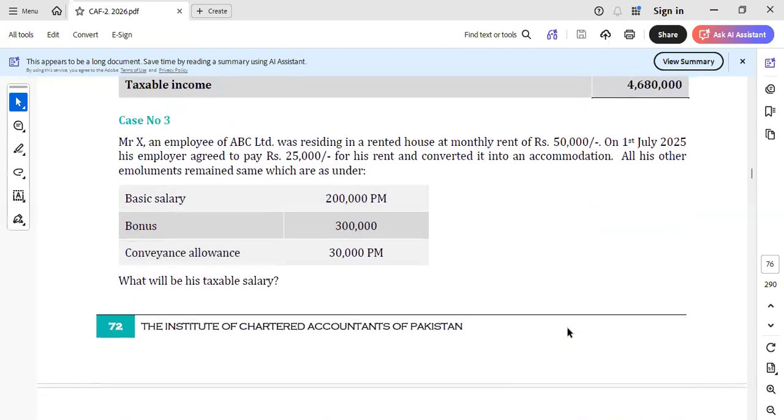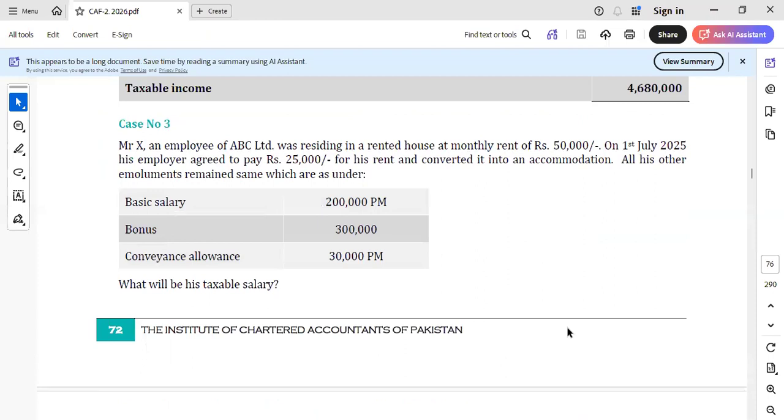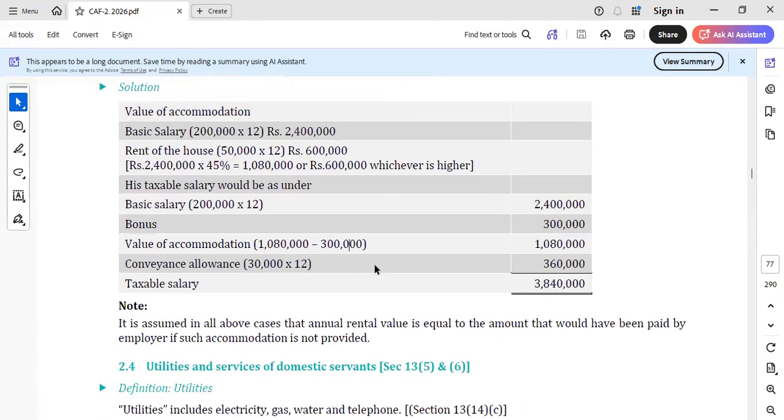Now see the question here. The employer agreed to pay 25,000 for his rent and converted it into an accommodation. It means that if we multiply 25,000 by 12, it would be 300,000, 3 lakh. So 10 lakh 80,000 minus 3 lakh, here it should be 7 lakh 80,000.